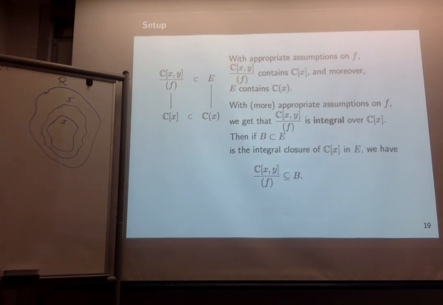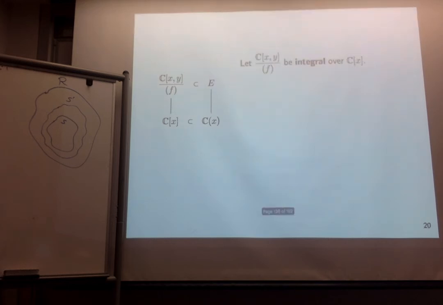Now, our goal is to say that we know this quotient, C[X,Y] mod F, contains and is integral over this ring, but is it the integral closure of C[X] inside this field? In other words, if B contained in E is the integral closure of C[X] in E, then we have this inclusion. Again, the same assumptions here.